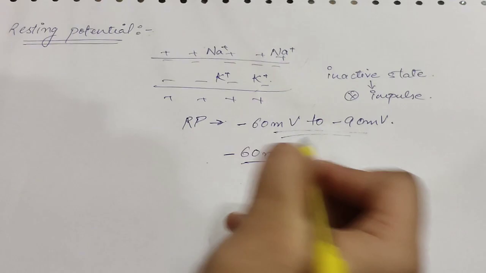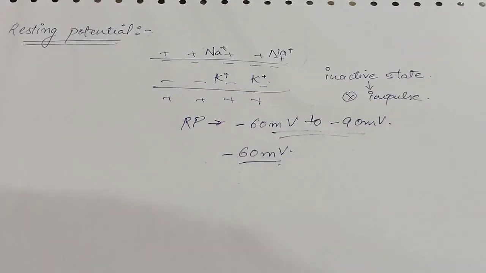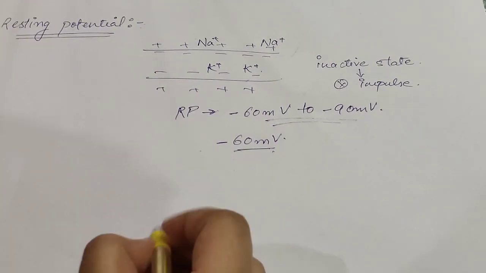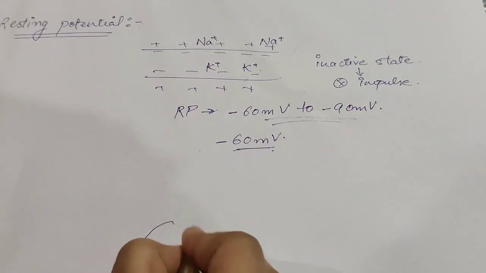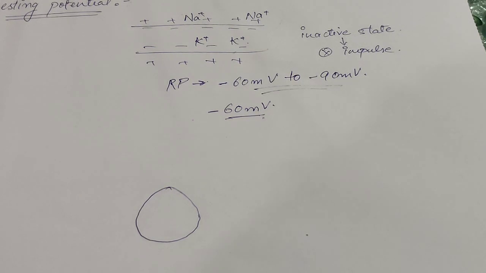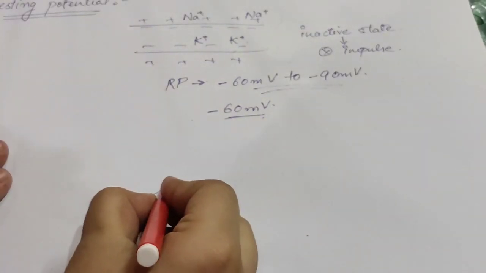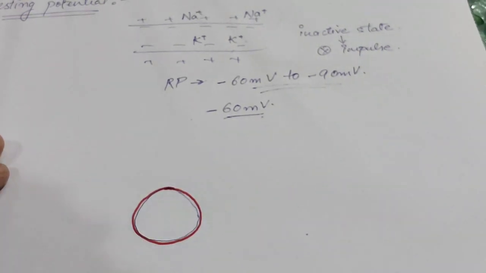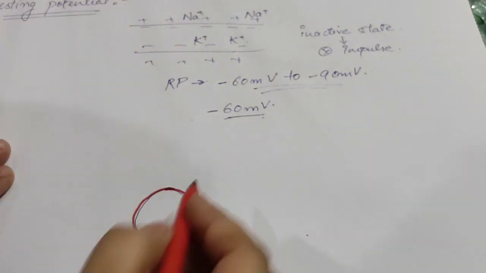Now the question arises: how is this resting potential measured? There is an instrument that is used to measure the resting potential. How is it set up? For example, we take a cell having the axon and the axoplasm in it. We have to calculate its resting potential.